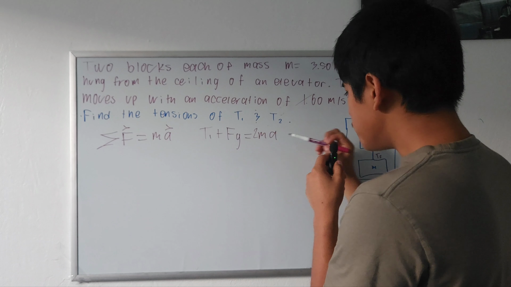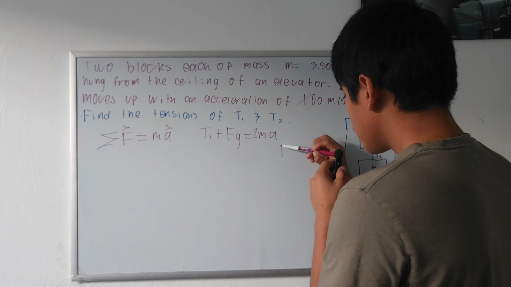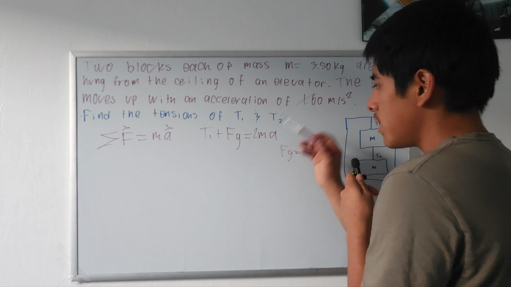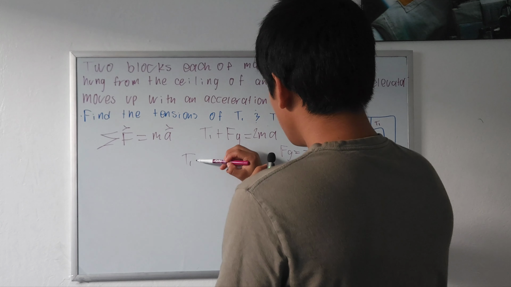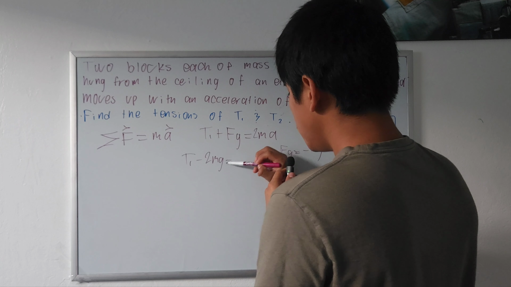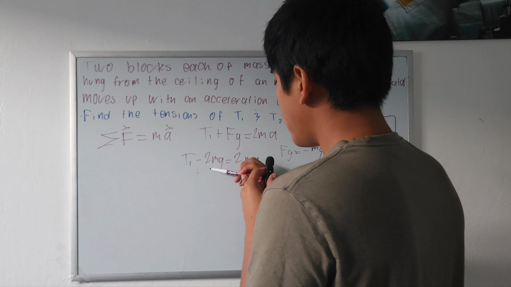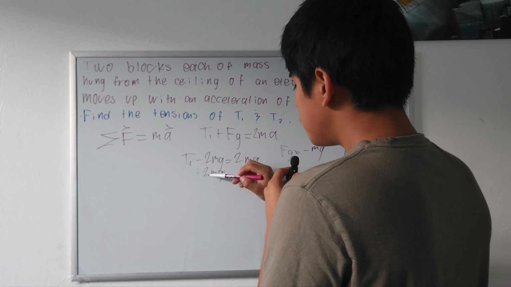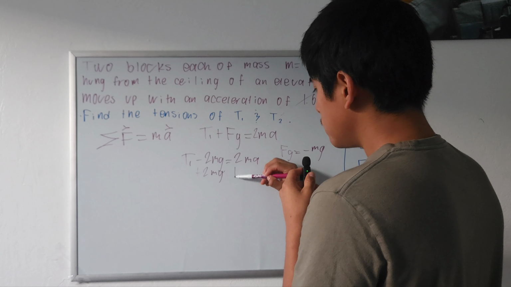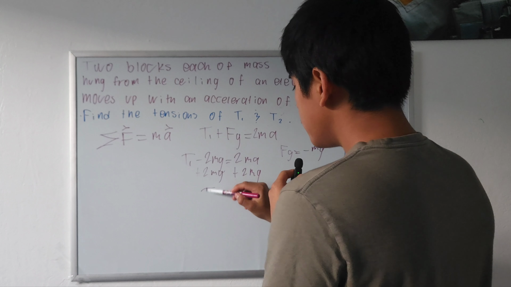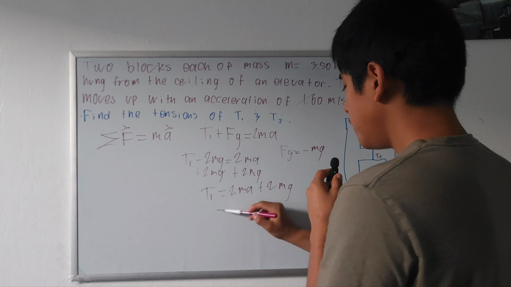Now, Fg can be rewritten as negative mg. So we're going to go ahead and do that. And again, since we have two masses, it's going to be negative 2 mg in our case. So we have T1 minus 2 mg equals 2 ma. And since we're solving for T1, we're going to add 2 mg to get T1 by itself. So add on both sides. Now we have T1 is equal to 2 ma plus 2 mg.